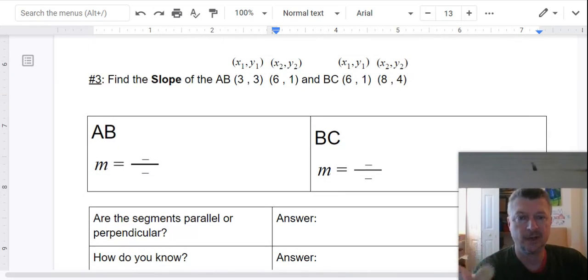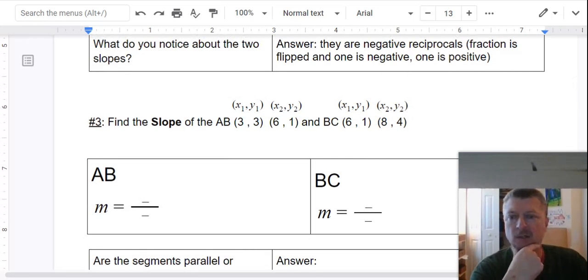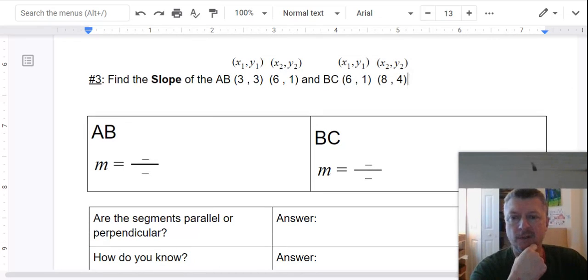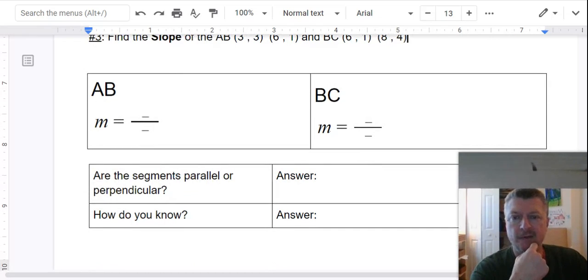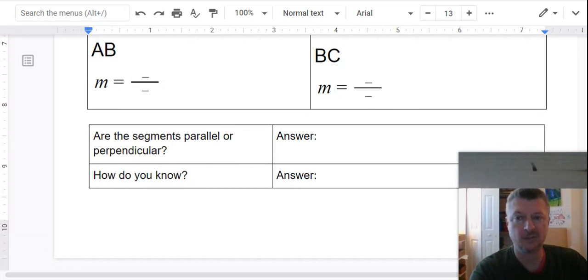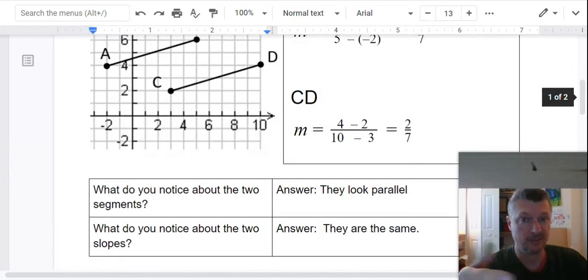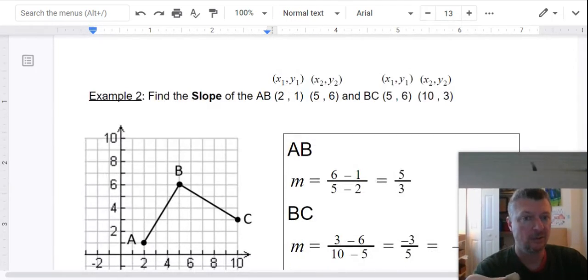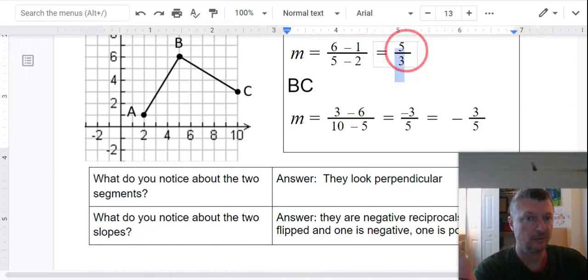And now you got number 3. Now I didn't do a graph one here because I didn't want to show you which it was. I want you to find this. So you're going to find the slopes of these. Here's the points. I already put the X1, Y1 up here and stuff for you. And then you plug it in and find the slopes. And then you can answer, are the segments parallel or perpendicular? And how do you know? How you know is going to be they're the same, so they're parallel, or they're negative reciprocals, right? Like that. So they're perpendicular. Okay, good luck. Let me know how it goes.